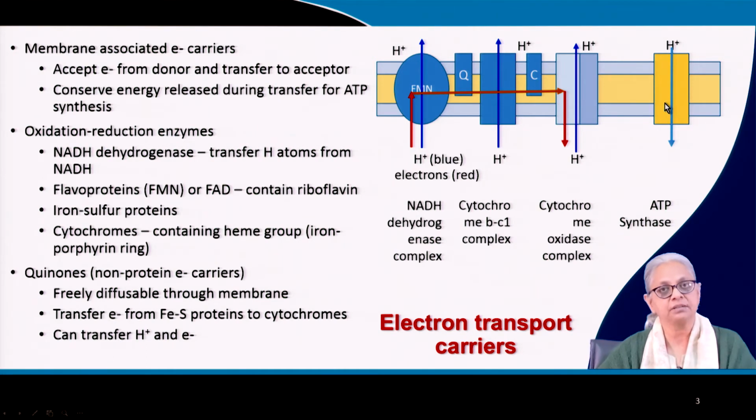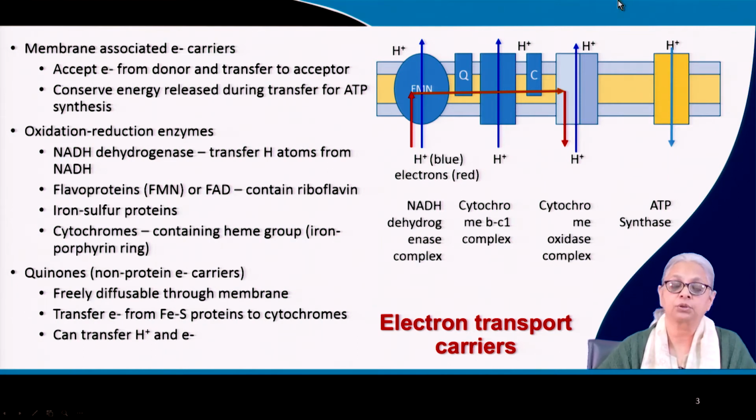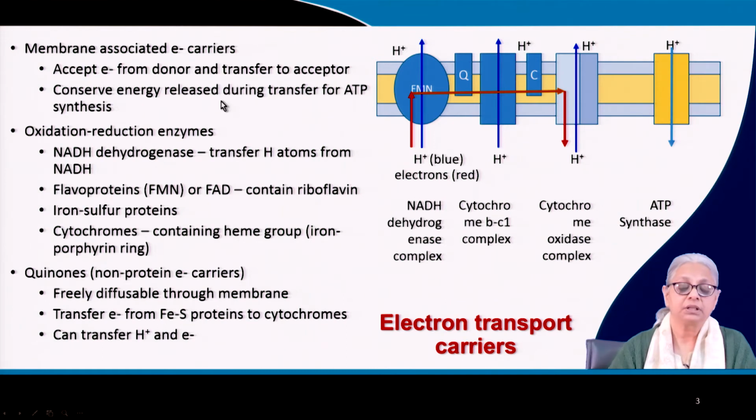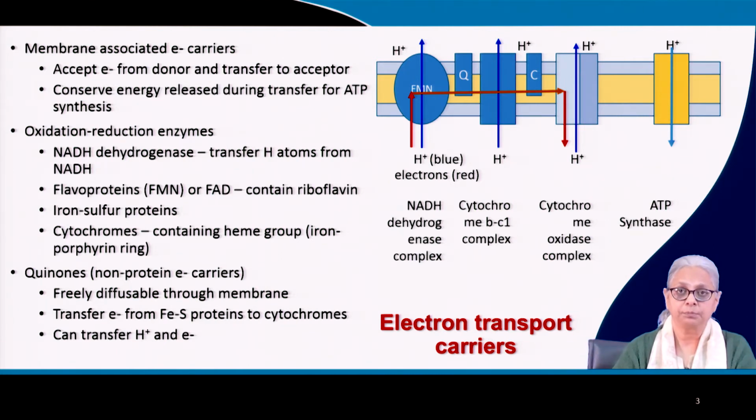So these are some of the things that you need to remember to understand how energy is generated during the electron transport process. So these membrane associated electron carriers will conserve the energy released by helping in the synthesis of ATP. These are oxidation reduction enzymes. NADH dehydrogenase is transferring the entire hydrogen atom from NADH, so you have a split between the protons and the electrons. The electrons are transferred from one complex to the other and the protons are pumped out of the cell. Then you have the flavoproteins or FAD.